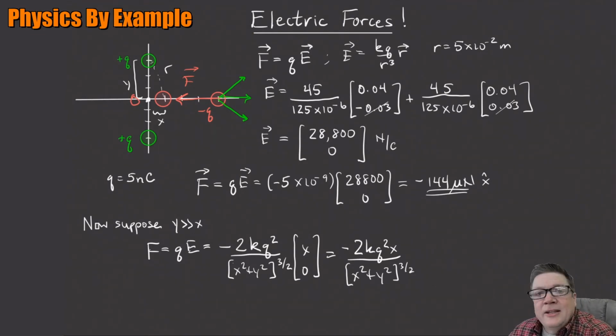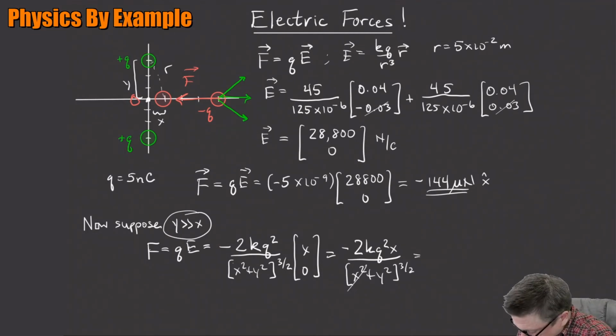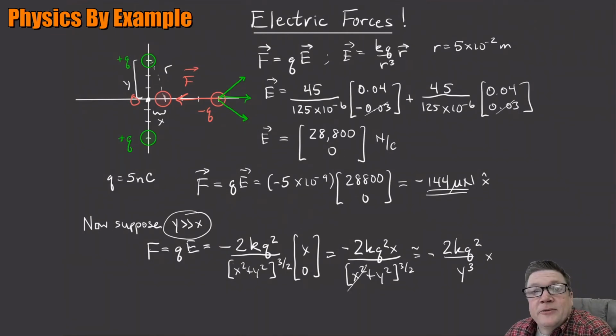But now let's say that y is much, much bigger than x. Let's enforce that condition. If that's true, look what we can do. Look at that denominator. If y is a whole bunch bigger than x, then y squared is certainly a whole bunch bigger than x squared. So we can forget that x squared; it's negligible at the bottom. So that just becomes y cubed. So this is just minus 2kq squared over y cubed, times x. I'm going to write it suggestively like that.